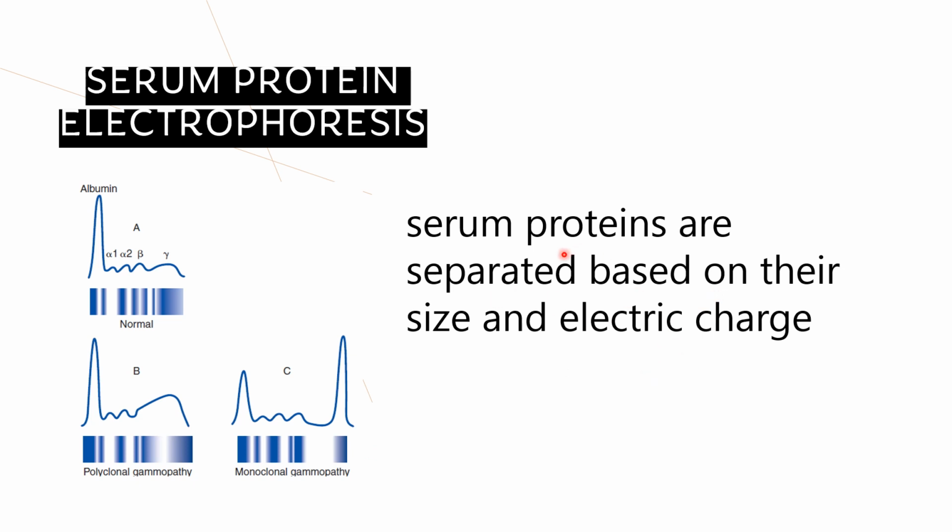So when the serum is subjected to electrophoresis, the serum proteins are separated based on their size and charge. This is an illustration of a stained agarose matrix. The intensity of the staining represents the amount of protein in each region of the gel.